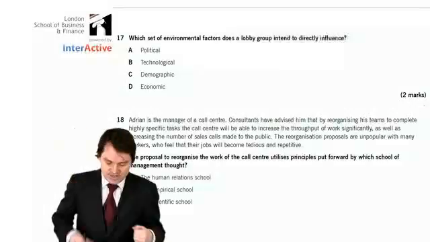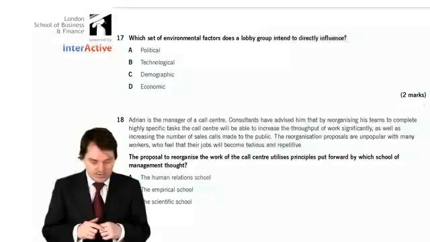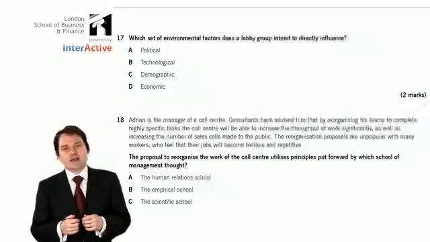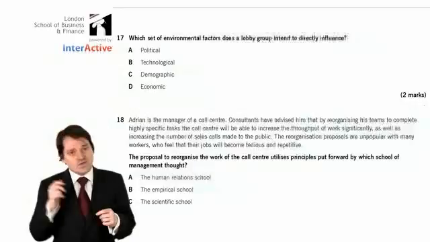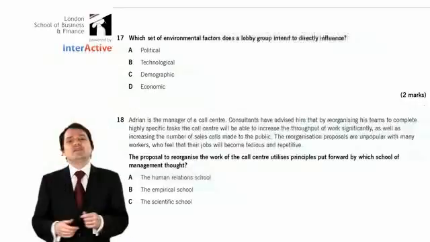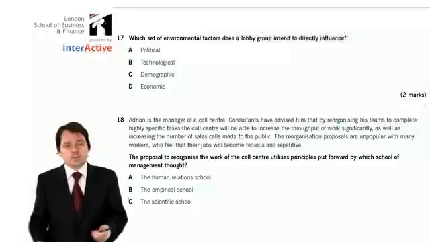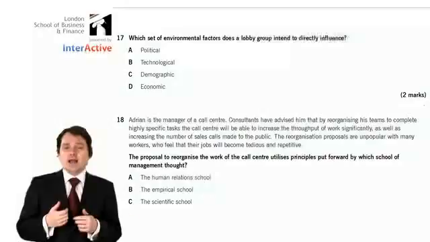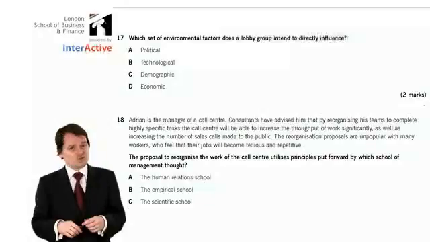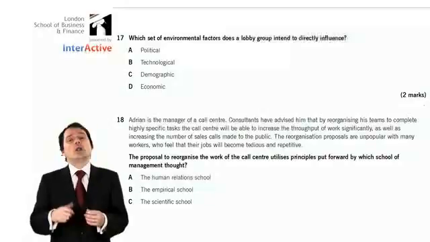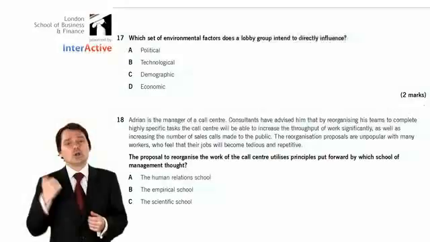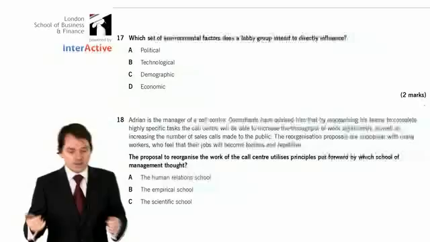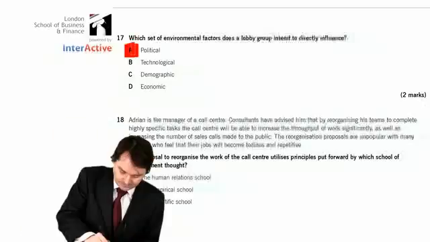Question 17. Which set of environmental factors does a lobby group try and directly influence? Now, this is a good example of a question where it's a technical term. A lobby group, it may be something that you've not come across. If you have come across it, this question is incredibly easy. If you haven't come across it, you just have to guess. A lobby group is somebody who lobbies to get something changed to do with the law. So the answer is political.